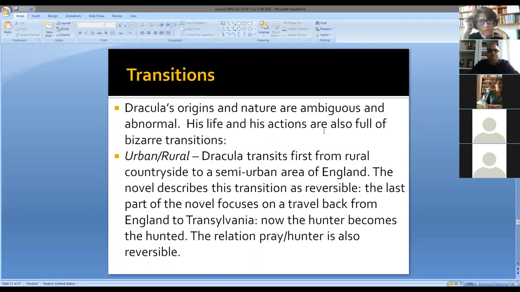That's why we have all these transitions of this liminal entity, because usually liminal entities are characterized by transitions, by transitional states. Dracula's origins and nature are ambiguous and abnormal, but his life and his actions are also full of bizarre transitions. The first one is the urban to rural transition, which is ambiguous. Dracula transits first from the rural countryside to a semi-urban area of England. This is the first part of the novel. The novel describes the transition as reversible because the last part of the novel focuses on a travel back from England to Transylvania, when the hunter becomes the hunted.